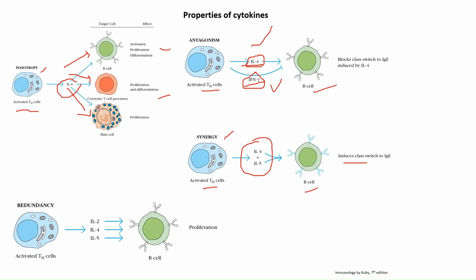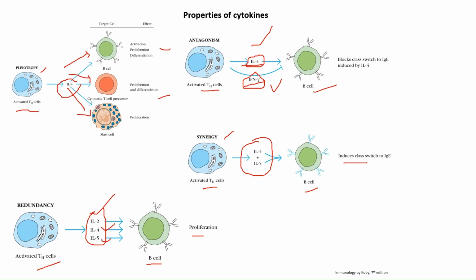Next is redundancy. Redundancy means here these three cytokines, interleukin 2, 4 and 5, all are secreted by one cell only, and they perform their effect on one particular target cell only, and that is its proliferation. But this is redundancy because interleukin 2 is individually responsible for proliferation, interleukin 4 is individually responsible for proliferation, interleukin 5 is individually responsible for proliferation. So all the three cytokines are individually responsible for the proliferation.